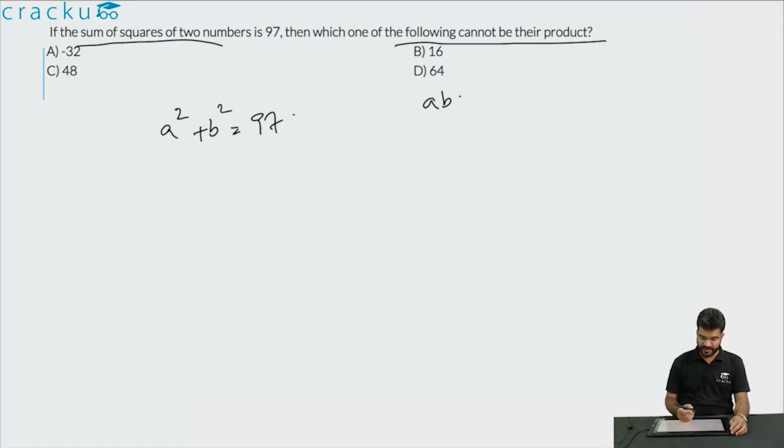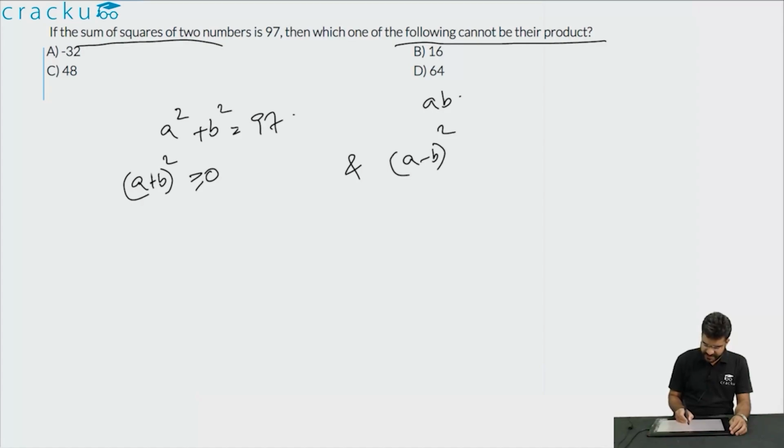One of the first things that you should remember is that if both a and b are positive, then we can use arithmetic mean greater than geometric mean. Even otherwise, because a plus b whole square is greater than or equal to 0 and a minus b whole square is also greater than or equal to 0, for any two numbers a and b, we can easily get a range for ab. So if we expand this, a square plus b square minus 2ab is always greater than or equal to 0, or a square plus b square by 2 is always greater than or equal to ab.